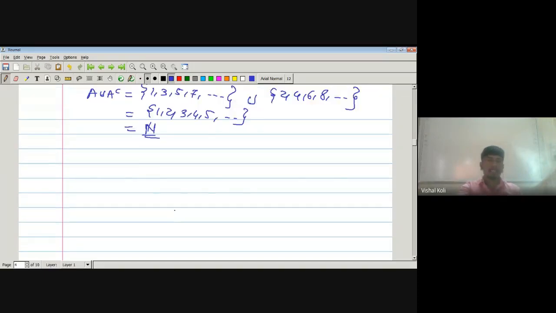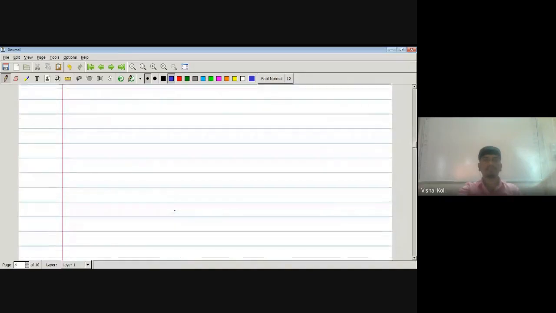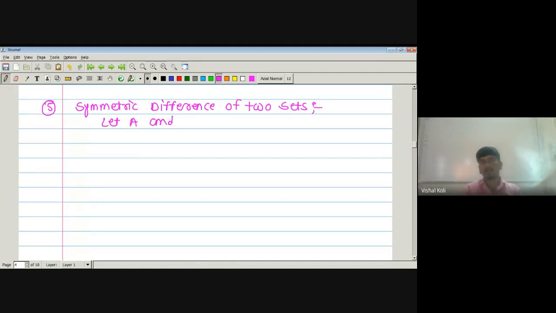Now the next and last type, which is the symmetric difference of two sets. Set definition: let A and B be any two sets.